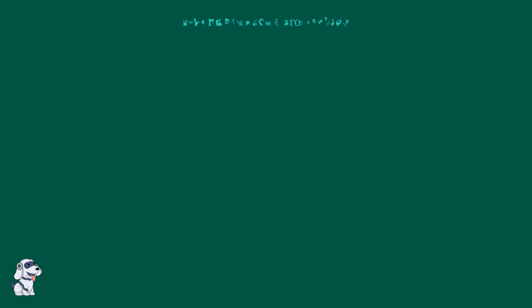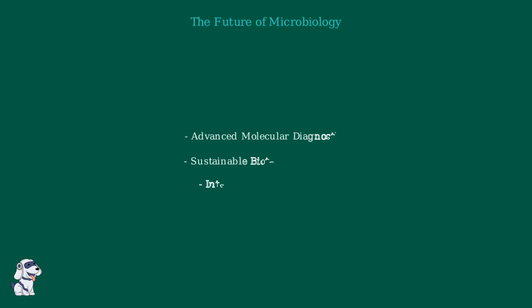Looking ahead, the field is evolving through advanced molecular diagnostics, biotechnology for sustainability, and interdisciplinary collaboration. By adhering to rigorous ethical standards, researchers continue to unlock the potential of these microscopic organisms for a better future.